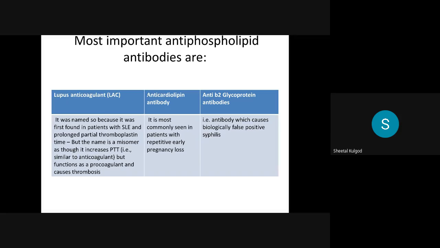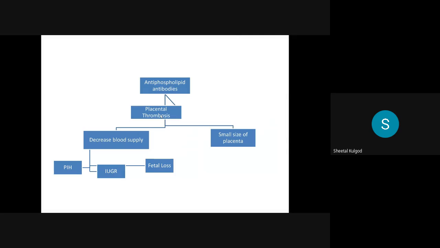as well as the anti-cardiolipin antibodies and anti-beta-2 glycoprotein antibodies. So we do test for the presence of these antibodies in case of a recurrent abortion patient. So how these antiphospholipid antibodies act is that they lead to placental thrombosis, which results in decrease in the blood supply, resulting in PIH, IUGR, and also the fetal loss sometimes.